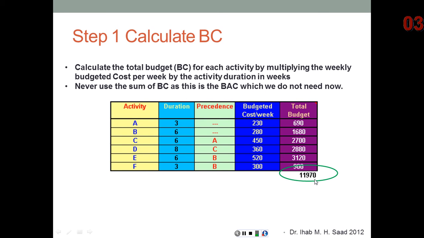What is this number? This number represents the last point on the cash out curve, which is the smooth S curve. What did we call this point before? It was called BAC, or budget at completion. Now, for the solution of this problem, we are not going to use this number because this represents the total cost we expect to spend by the end of the project. But we are not right now interested in the total cost of the project. We are just interested in how are we doing by the end of week 9. So although we added these numbers to get this value here, we are not going to use it. So remember never to use this number because we do not really need it. So step number 1 is to get BC, or the budgeted cost, also known as total budget.